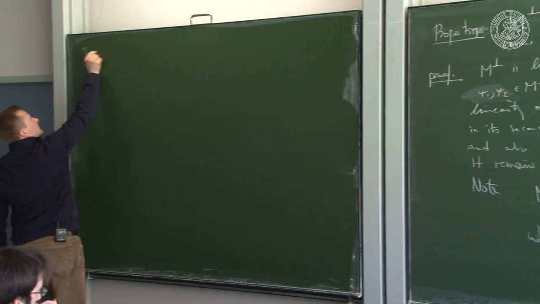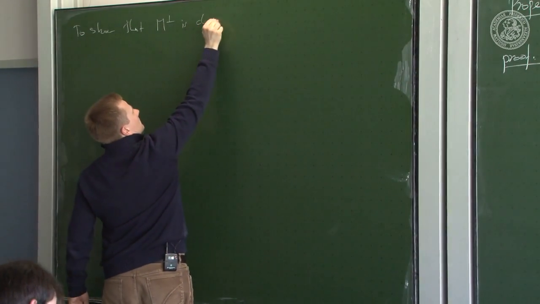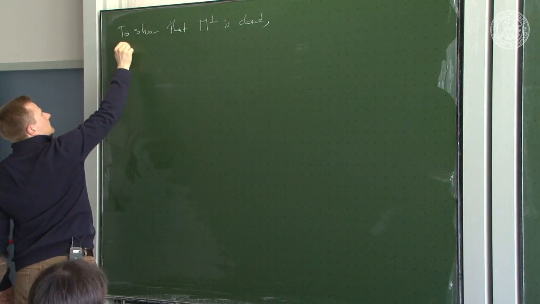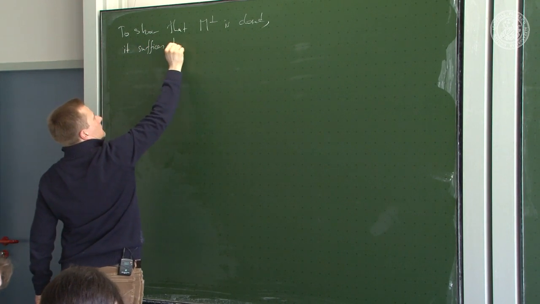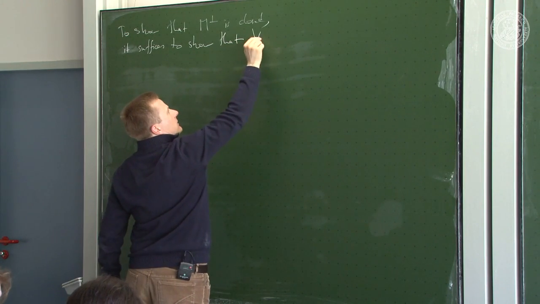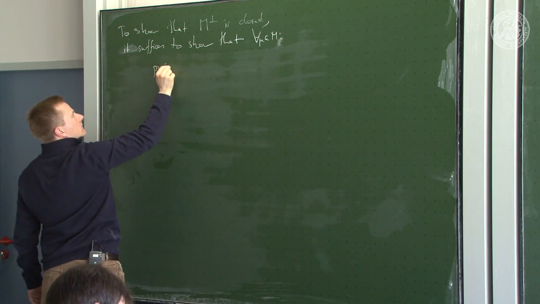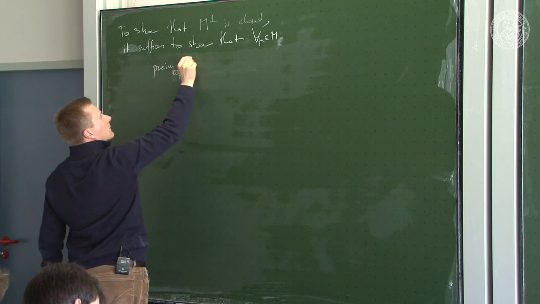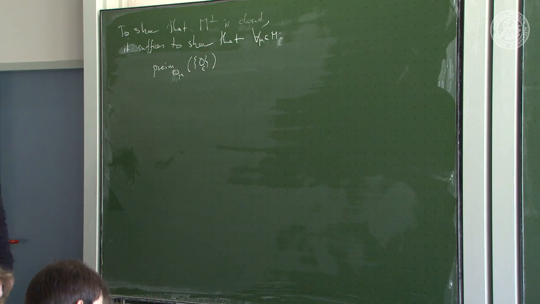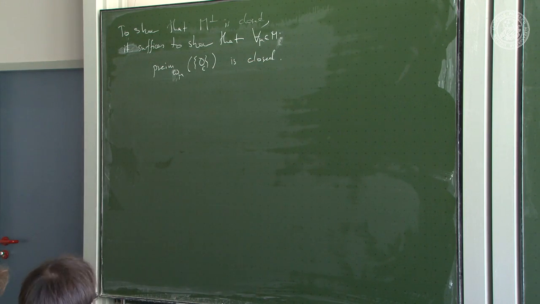It remains to show that M orthogonal is closed. It suffices to show that for each mu in M, the pre-image of the map omega mu of the set containing only the complex 0 is closed. Okay?